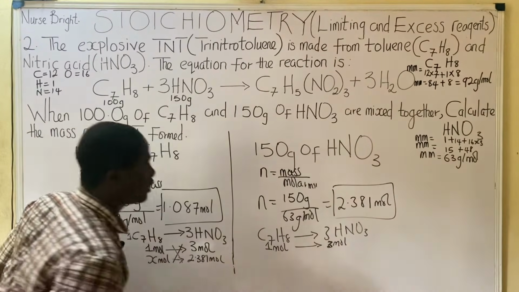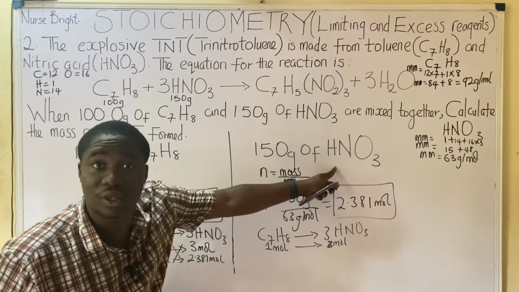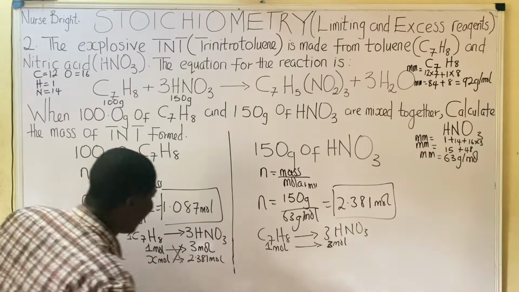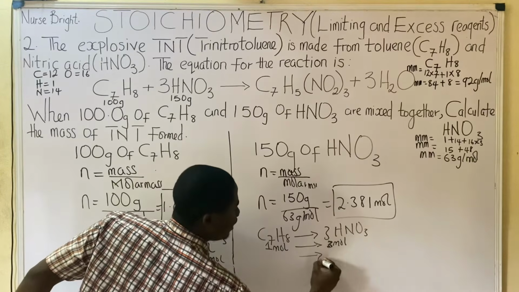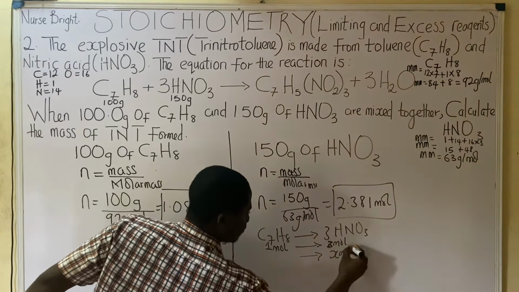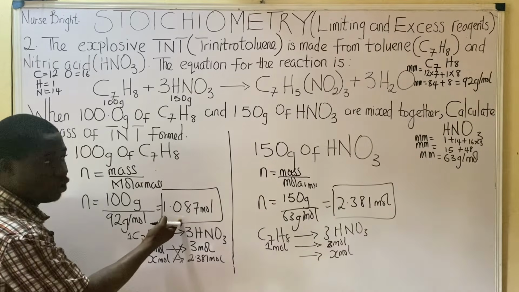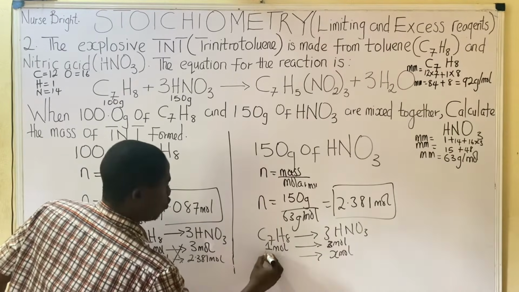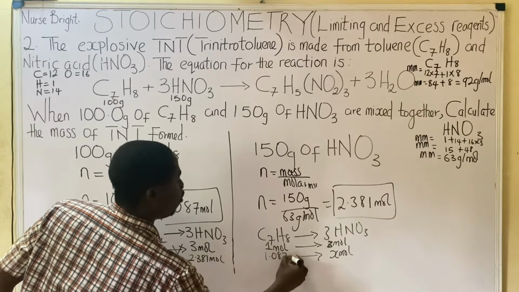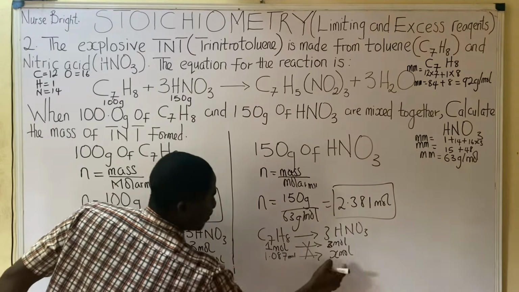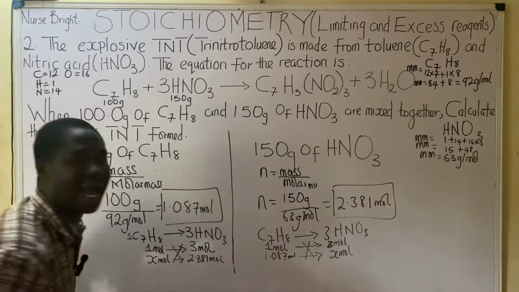1 mole, 3 moles. What column am I in? I'm in the HNO3 column. So then I'll make HNO3 X. And then for C7H8, I'll look for the number, which is this, 1.087 moles. And then cross multiply. So I'm looking for X moles of this.